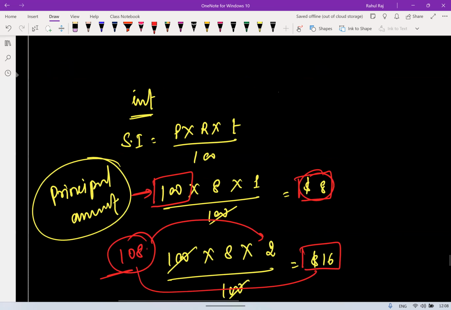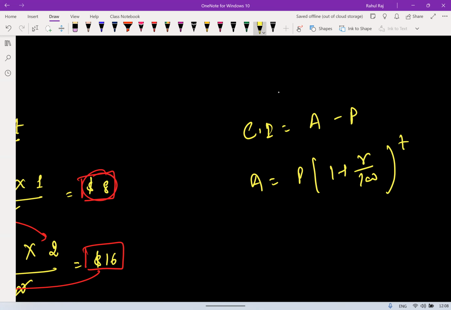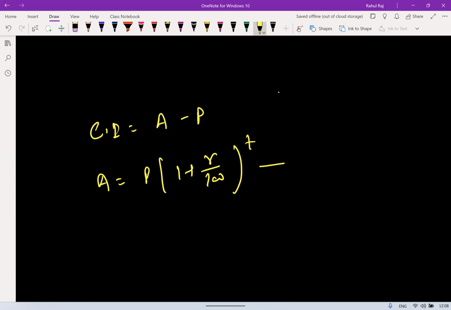So compound interest is given by the formula amount minus principal, where amount is what? A is equal to P into 1 plus R by 100 to the power T. Now this is the formula for compound interest when the interest is compounded annually.